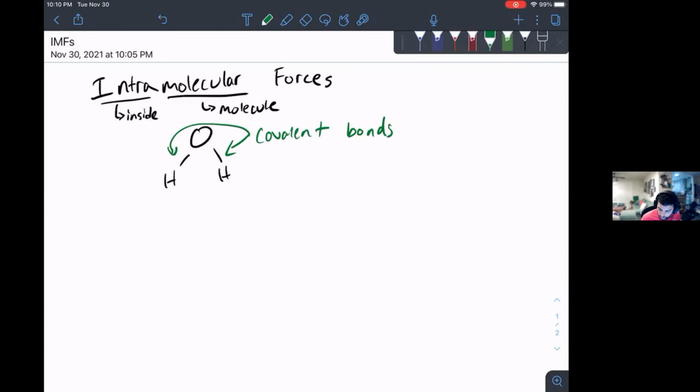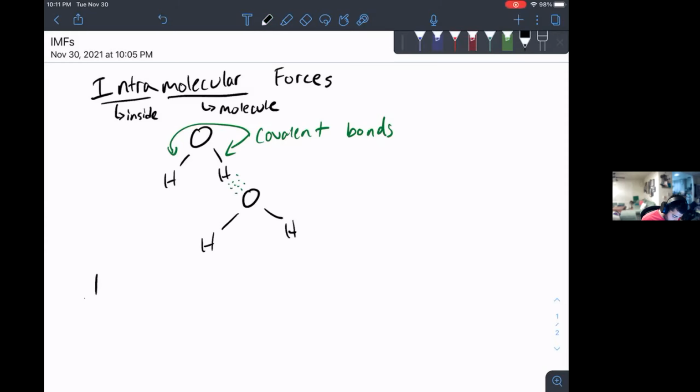But the question becomes, in water, water isn't one big continuous molecule, it's a whole bunch of small individual molecules, like this one right here, held together to other small individual molecules. So if I take another little OH, what holds these two molecules together? What is this invisible force holding them together? Well, that's what today's lesson is all about.